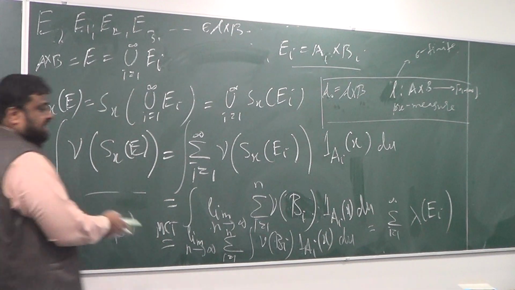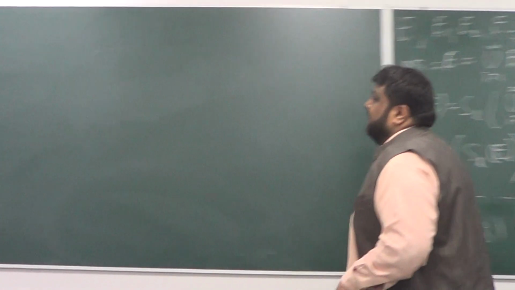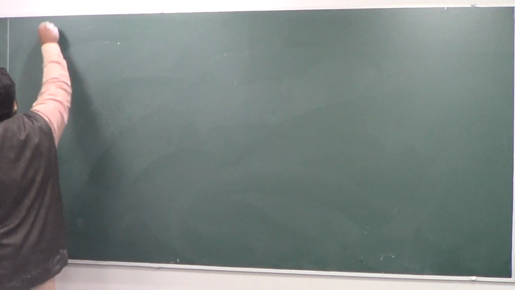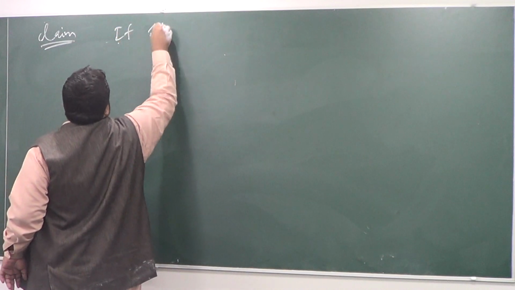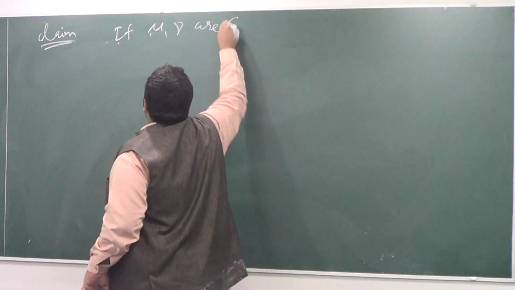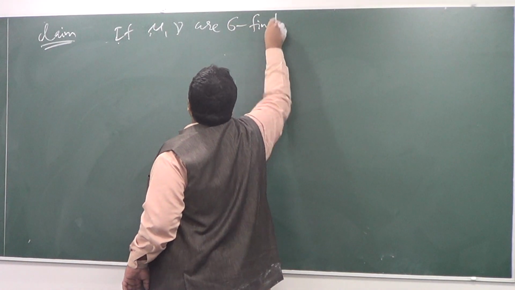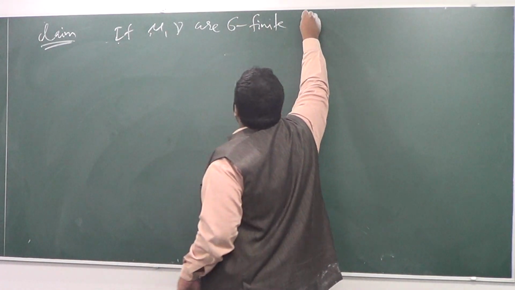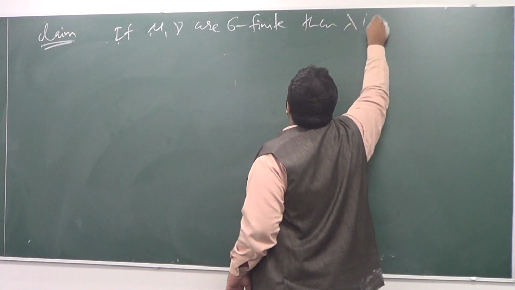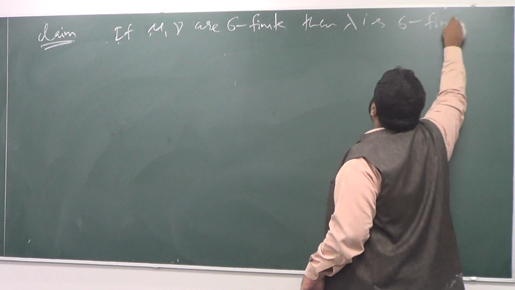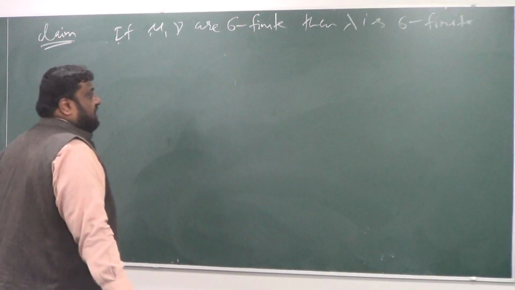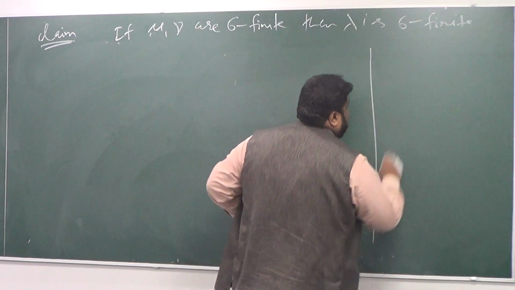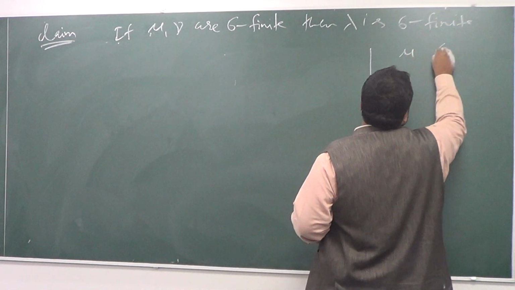The one and the last claim is that if mu comma nu are sigma finite, then lambda is sigma finite. Quickly, let's see what is meant by mu being sigma finite.